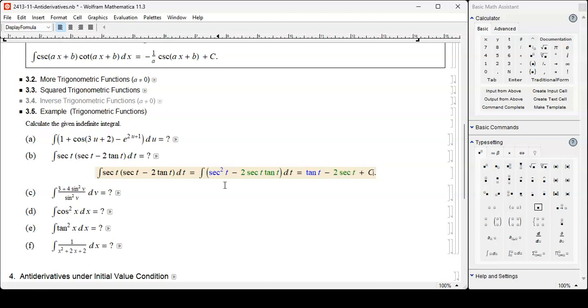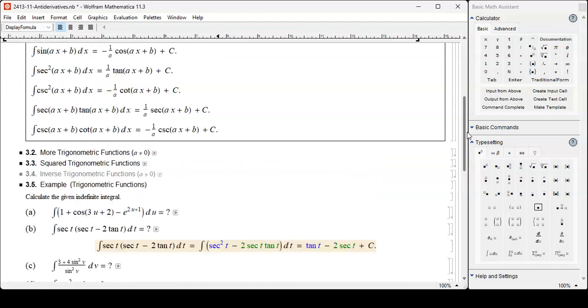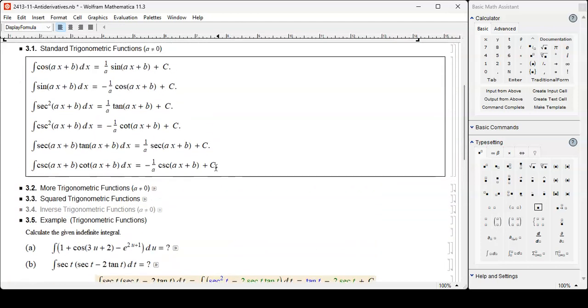Well, the antiderivative of secant squared is tangent. Cosecant squared is negative cotangent. Those appear quite often. This one relatively less often. Secant tangent becomes secant. Cosecant cotangent becomes negative cosecant. Those are relatively rare. These two.